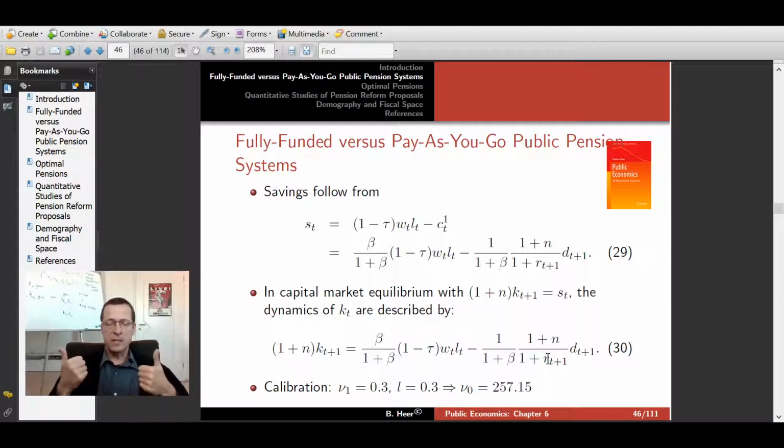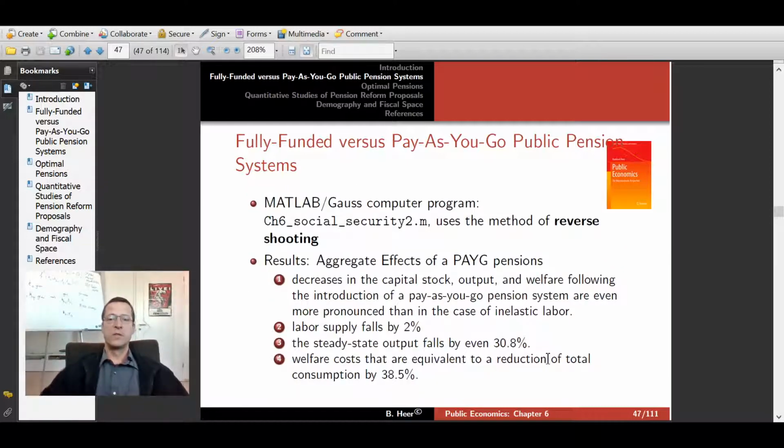Now when we want to calibrate, we substitute our two unknowns L and K by K and nu0, because we have L equal to 0.3. We solve this nonlinear equation system 28 and 30 for nu0. This provides us with the value 257.15. And when we consider a change in our pension policy, we keep nu0 constant, because this is a deep, structural parameter in our model, and we compute our labor supply endogenously. This is done in the MATLAB or Gauss computer program, Chapter 6, Social Security 2.m.